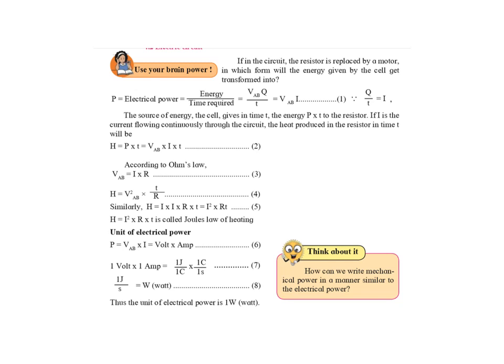Similarly, H can also be written as, instead of V we can write IR, so instead of VI we write I × IR upon R... that is, IR × I × t. Wait, cancelling R and R, what we get is I²Rt, or in other words we get the equation H = I²Rt. This is called Joule's law of heating, where H is the amount of heat, which is directly proportional to the square of the current, the resistance and the time.